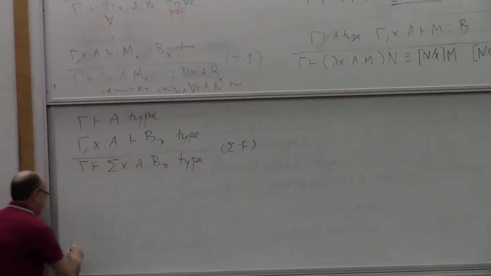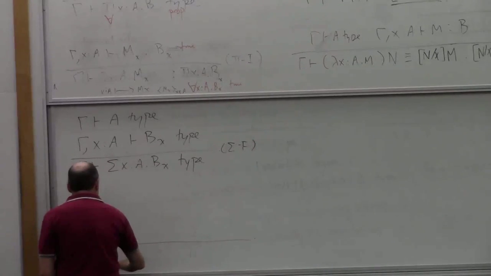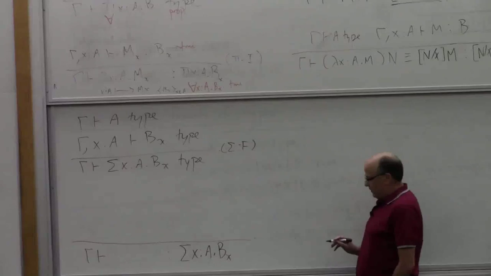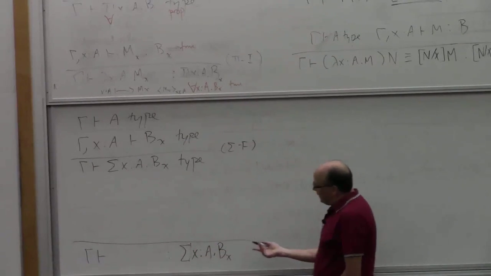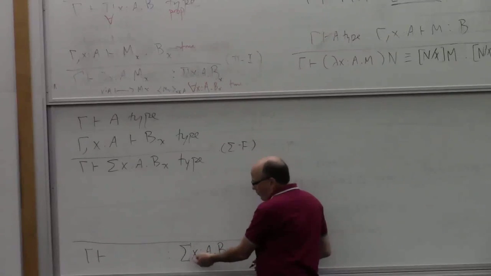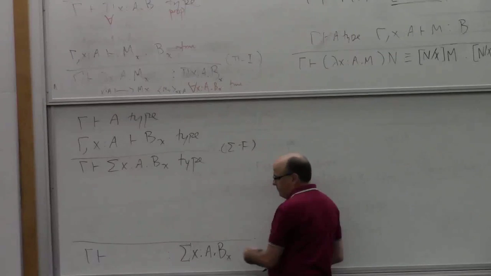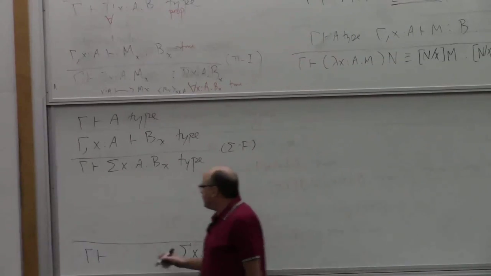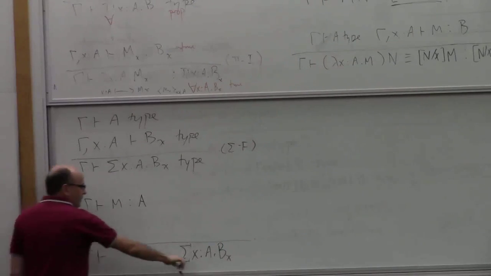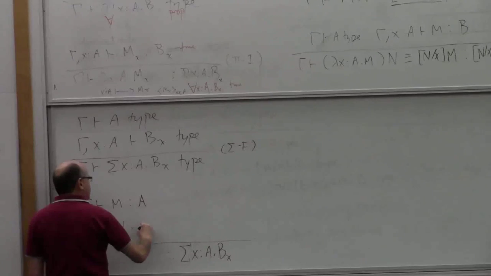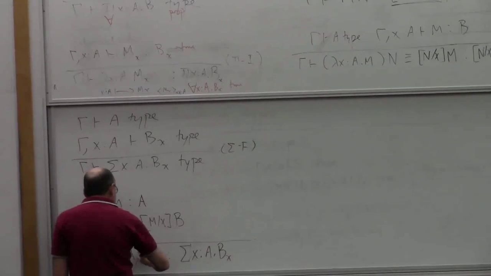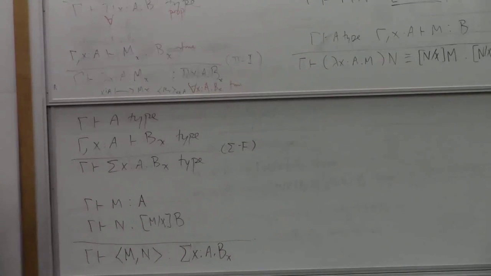Okay, and then we're going to have the introduction and the elimination. The introduction is: what does it mean to have an element of sigma X in A, B? I can write the X there if I want, just to emphasize the dependence. Well, this is supposed to be thought of as the big disjoint union indexed by A. So it's the big sum over the type A of each of the elements of type B of X. So the elements of that type can be thought of as consisting of an index element M, saying, this is the particular element of A I'm talking about, and an element N whose type is B of M. And in that case, the pair M, N becomes an element of the sum, sigma X in A, B.